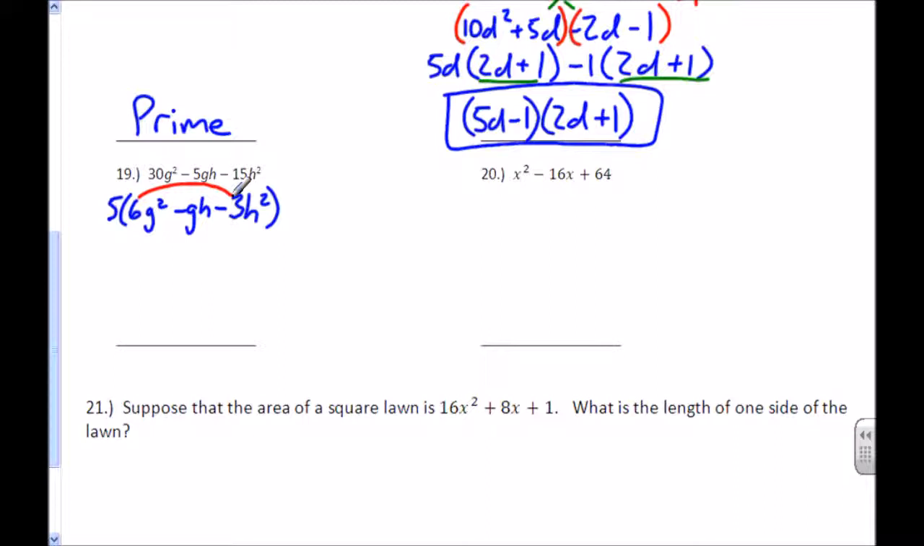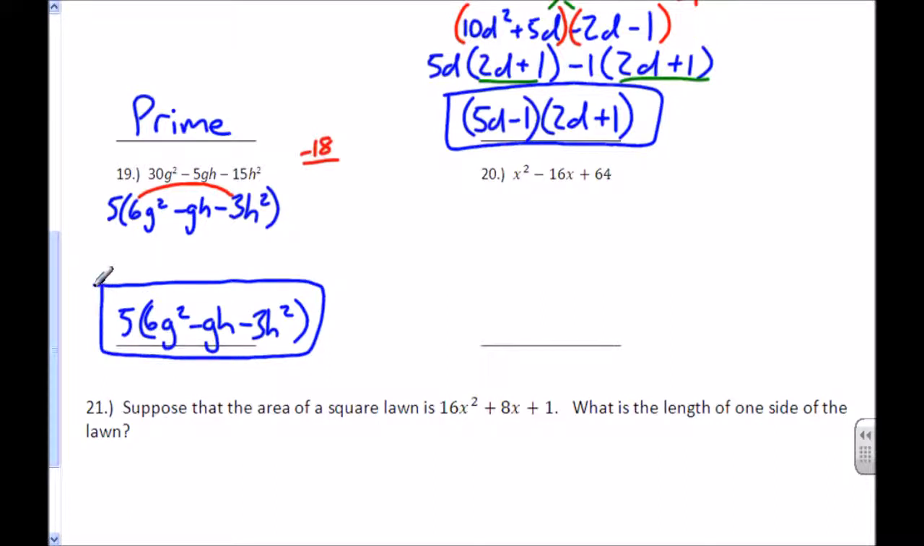Now when I build a bridge, it gives me a negative 18. Two numbers that multiply to a negative 18 but add together to give me a negative 1. And as I look at this one, I can't think of any two factors that are going to allow that to happen. I've got 18 and 1, 9 and 2, 6 and 3, and that's about it for 18. So this one's not going to factor any further. That means this is my answer, just the 5 on the outside with the 6g squared minus gh minus 3h squared. Okay, so keep that in mind. Sometimes all we can do is factor out the greatest common factor, and that's it.